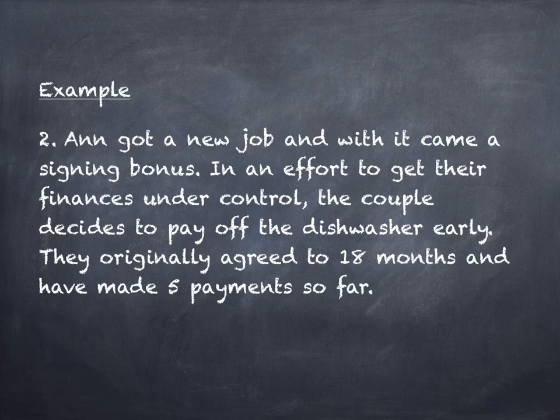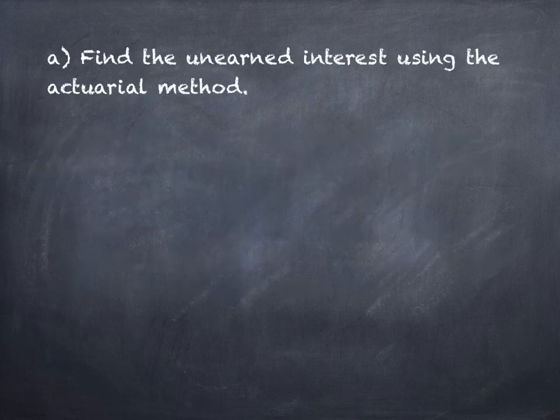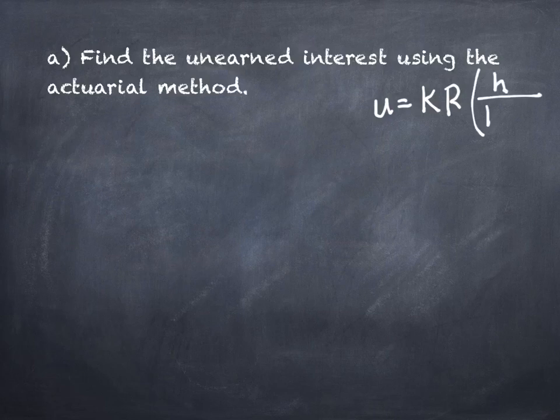The first thing we need to do, Part A, is asking us to find the unearned interest using the actuarial method. So the unearned interest formula was, there I have it, U equals K times R times H over 100 plus H. So we need to find K, R, and H, right?